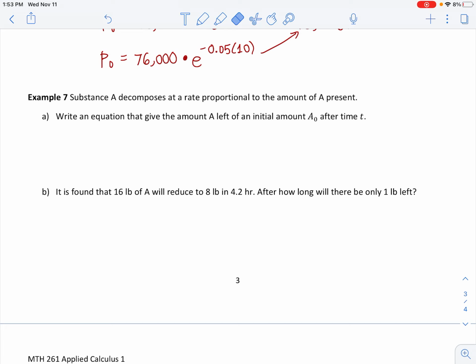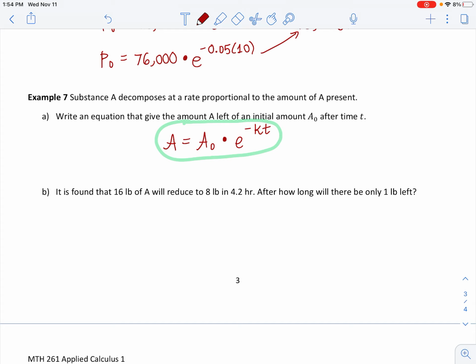Okay, so the substance is called A. Write an equation that gives the amount A left of an initial amount A naught after time t. Exponential decay function. So A equals A naught, the initial amount, times e raised to the negative, what's the rate? Oh, they never said it. We're just going to keep it as negative k times t. So this is just a general equation with nothing plugged in. We'll use this in part B, I guess. All right, so here's my answer for part A.